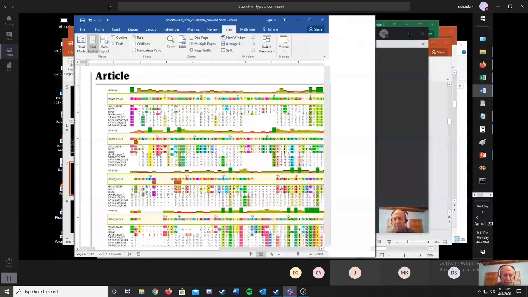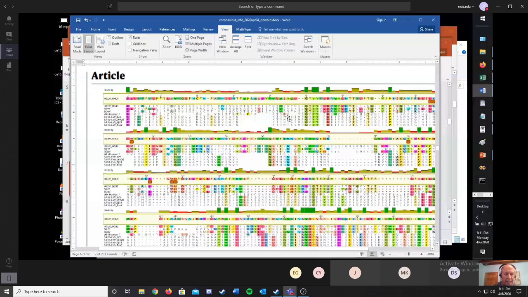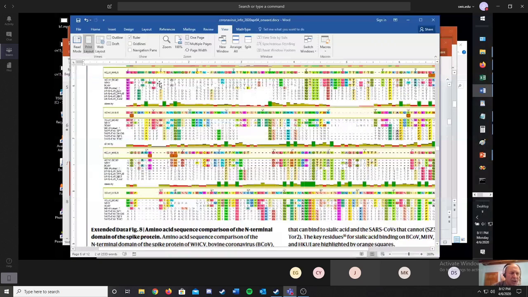So these are the genetic sequences. It's actually amino acid residues, and it's their ordering. The COVID-19 is up at the top. All the letters stand for amino acid residues, and for those of you who have taken biology, you're probably familiar with that.